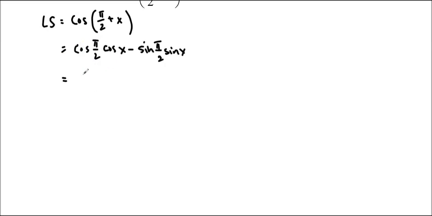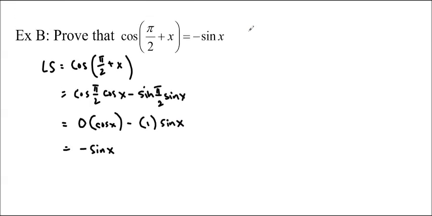Okay, so cos pi over 2 is 0, and cos x is just cos x, minus sine pi over 2 is 1 times sine x, and so I get negative sine x, which is exactly what the right side is. You can see that's what the right side says. So the left side is equal to the right side. And you can just do a little slash here.